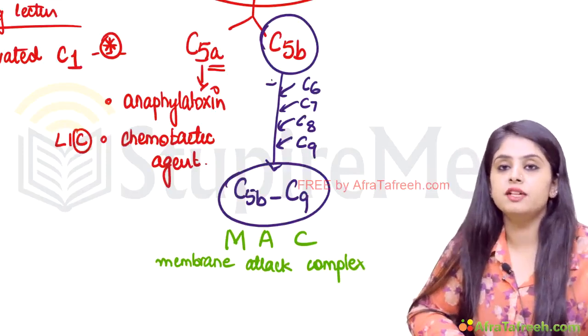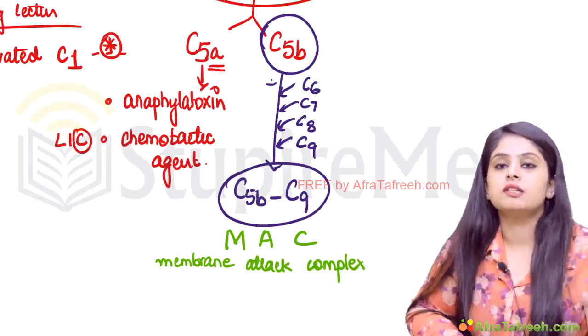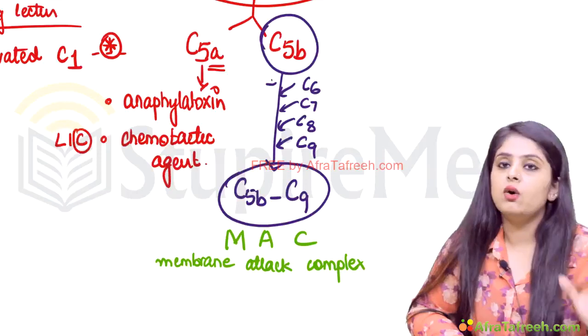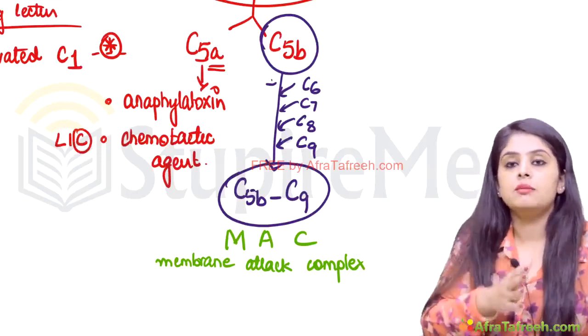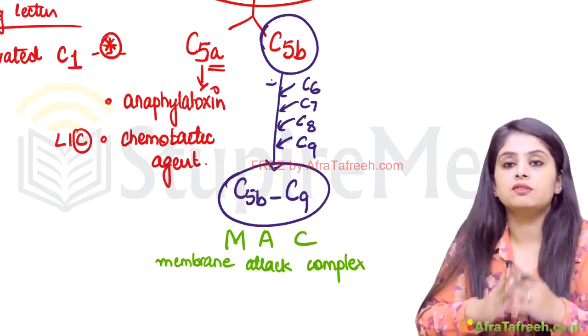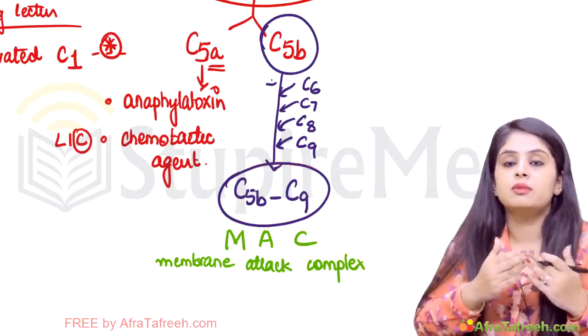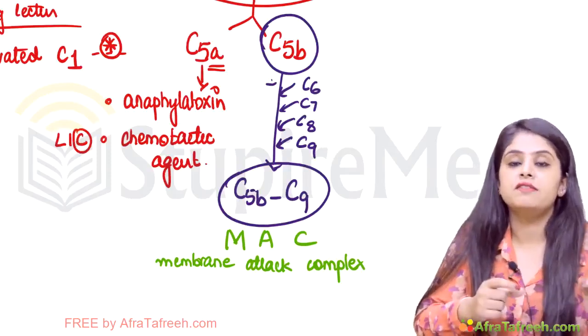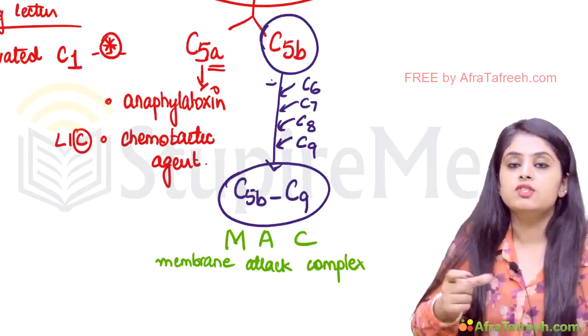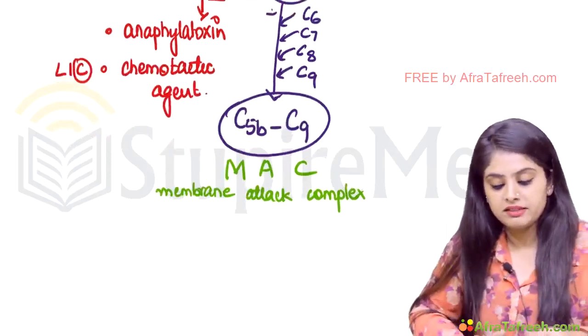So students, we had three pathways. Classical starts from C1. Mannose also starts from C1. Only the alternate pathway takes an alternate route and starts from C3. Ultimately, all converge on breaking down C3, which ultimately breaks down C5, and we finally have a complex of C5b to C9, which is known as membrane attack complex.